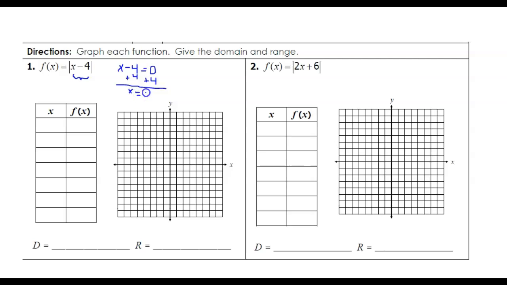Okay, so I know my vertex is when x equals 4. So I'm going to put that in the middle of my table. Now I need to figure out what the output is, or what f of x is, or the y for 4. So I'm going to plug that back into my equation. I'll find f of 4. Well, f of 4 obviously is 4 minus 4, and that is just 0. Okay, so I know my vertex is at (4, 0).